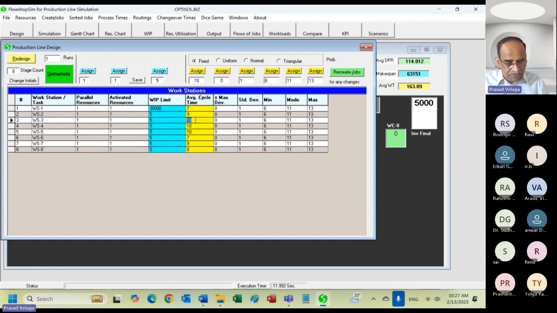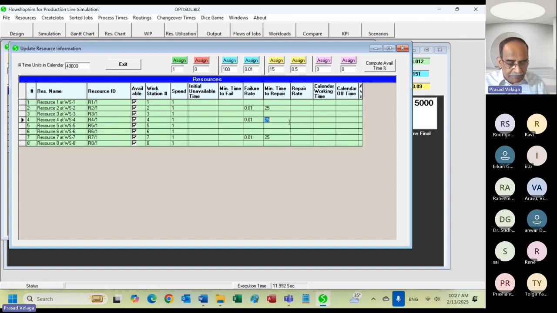Now, I will restore them. I will restore that to 12. Instead, what I will do is reduce this repair time to 10.